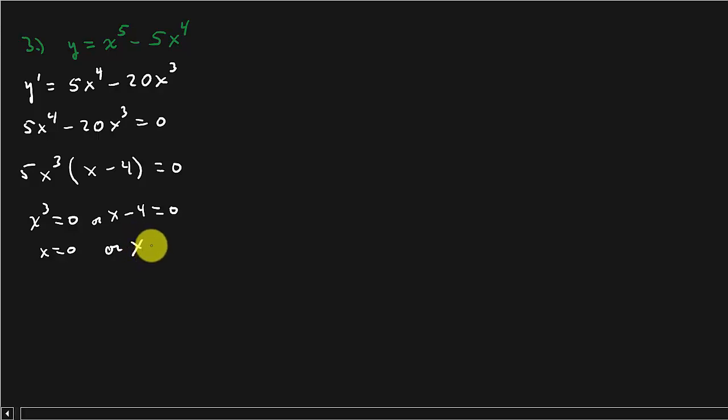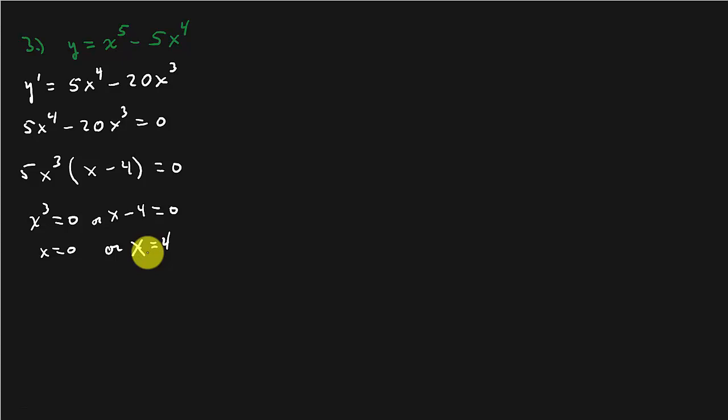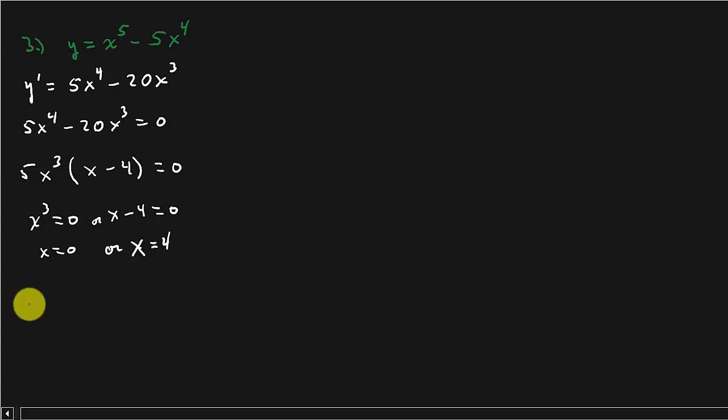I get x equals 4. All right. So there's my critical numbers. All right, so let's see. Let's draw the number line. So I've got 0, I've got 4. So I'm going to choose x equals -1, x equals 1, and x equals 5.